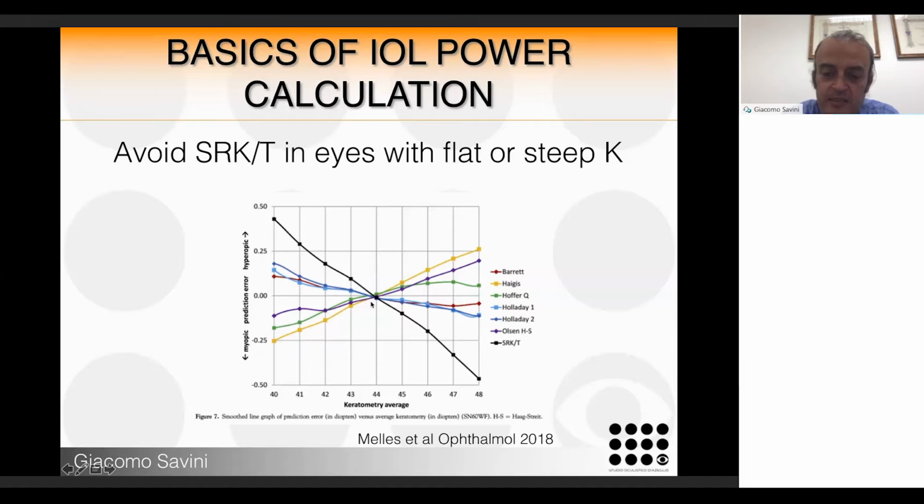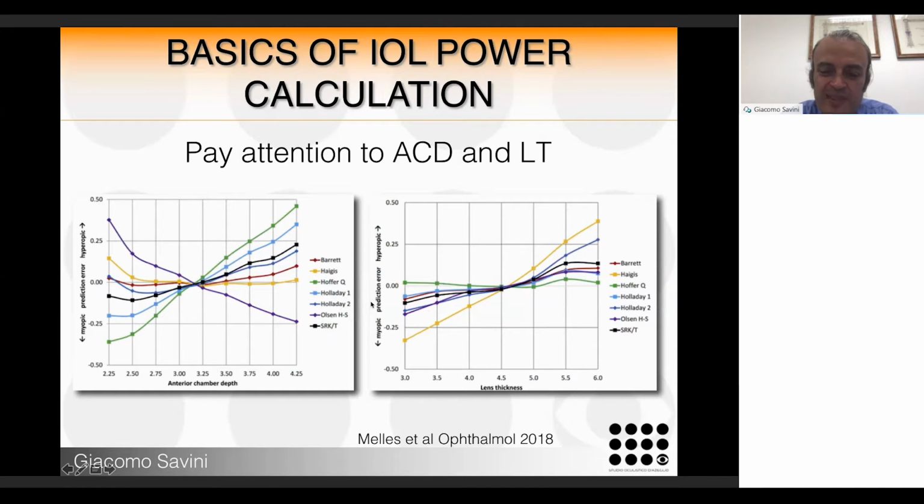a very little influence. Some influence comes also with the ACD measurements, because the Hoffer Q probably is the most affected. It produces a hyperopic outcome with eyes having a very deep anterior chamber and a myopic outcome in eyes with a shallow chamber. And as regards the lens thickness, the Haigis formula is affected to a higher degree and produces a myopic outcome in eyes with a thin lens and a hyperopic outcome in eyes with a thick lens.